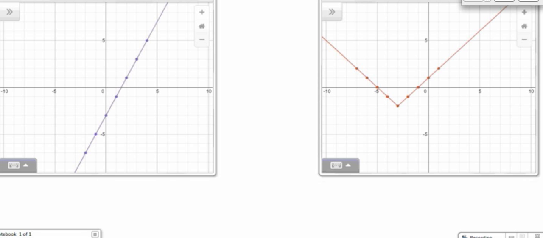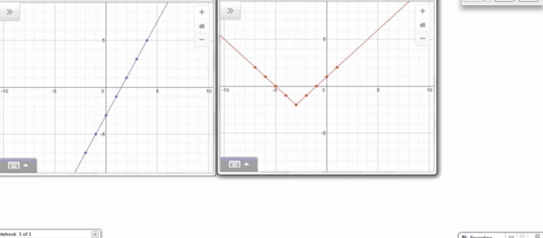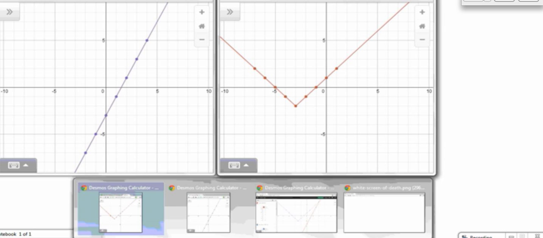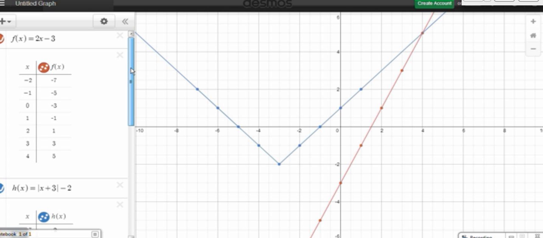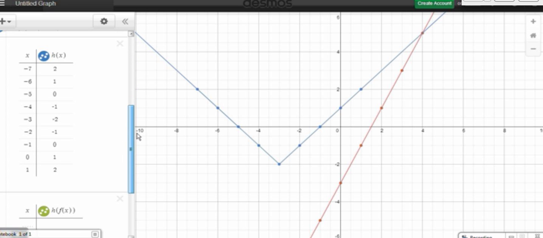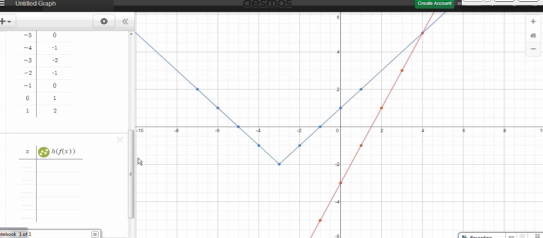So we have our graph of f of x. We have our graph of h of x. So we want to find the graph of a composite function. Here are the same two graphs. The colors have changed, but the graphs are the same. On the same coordinate plane, we have f of x in red and h of x in blue. So our table here for Desmos has h of f of x. That's what we're going to try to graph.